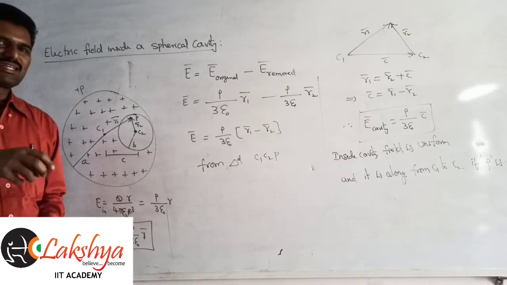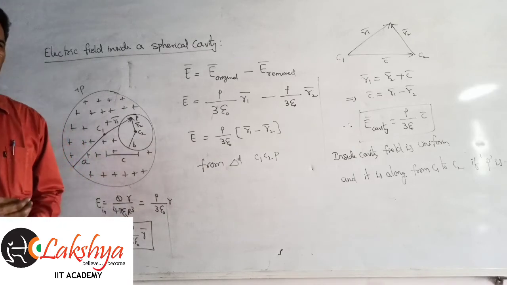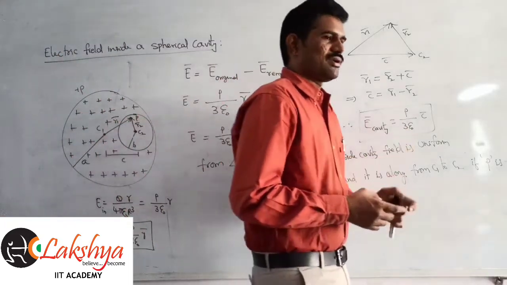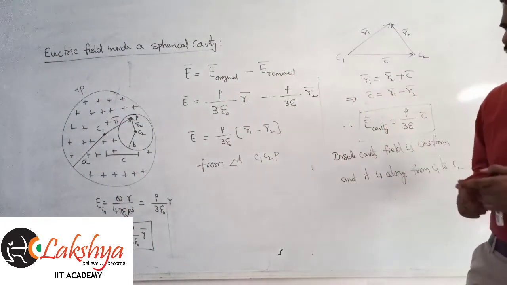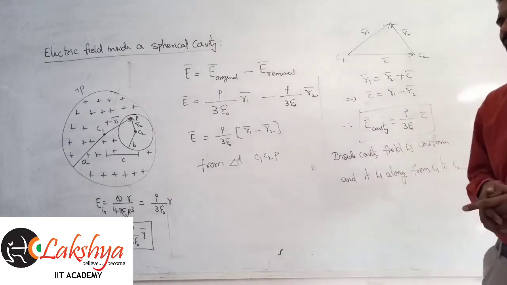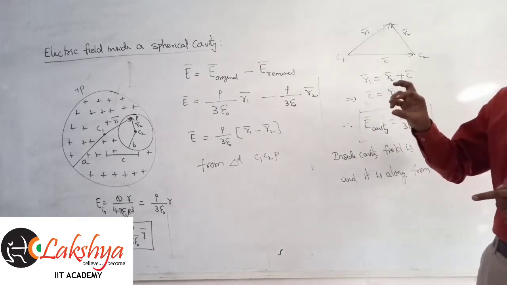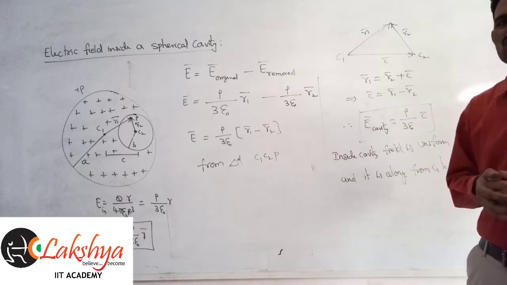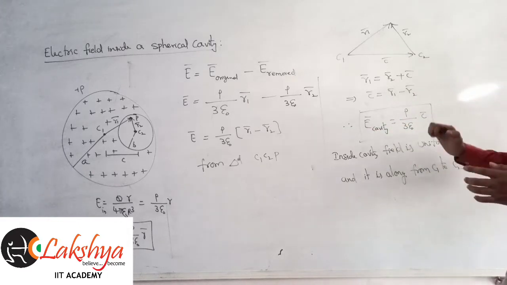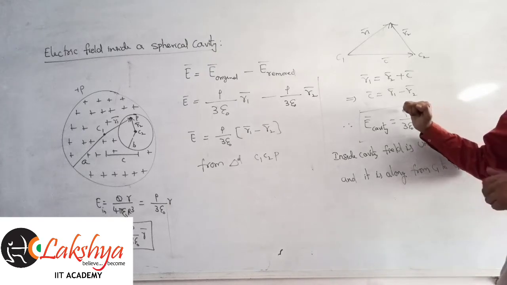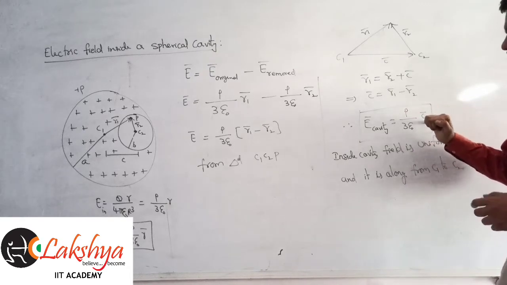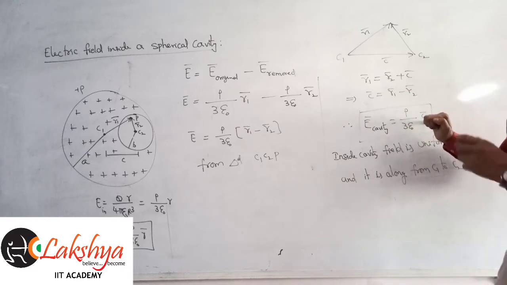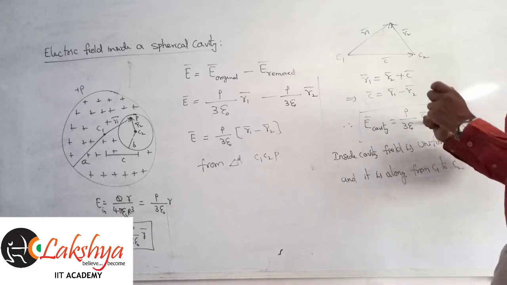Important calculation, and you need to remember that formula, rho by 3 epsilon naught. You need to remember that it does not depend on the radius of C2 or the radius of C1. It only depends on the distance between those two centers. That means it only depends on the C value here, and the charge density, which will be uniform. So the electric field at any point inside the cavity will be the same, and it only depends on the distance between the center of the cavity and the center of this sphere.